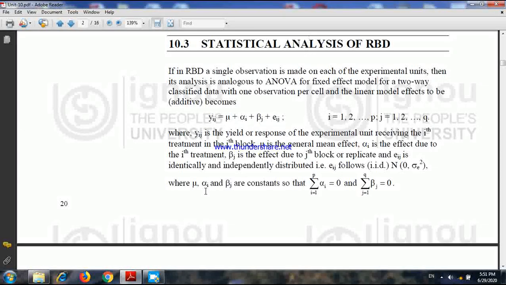Now here, as all the treatments are taken into consideration, this is a fixed effect model. So alpha i is the effect due to the ith treatment, and this is also a constant. Beta j is also a constant, and eventually we get summation alpha i, summed over all possible values of i from 1 to p because we have p treatments, equals 0, and summation beta j equals 0.